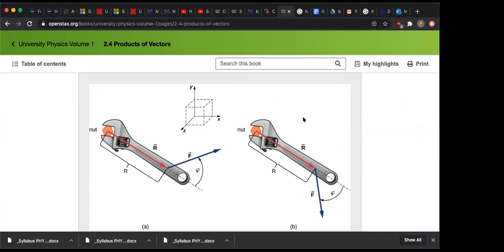Here we have a wrench that we're turning a bolt with, and we have this distance from the bolt to where our hand is applying the force, and here's the force. To get the magnitude of this vector cross product, you just take the length of this times the length of this times the sine of the angle between them, and you've got it. But what's the direction of this one? Who can tell me what direction the torque is for A?